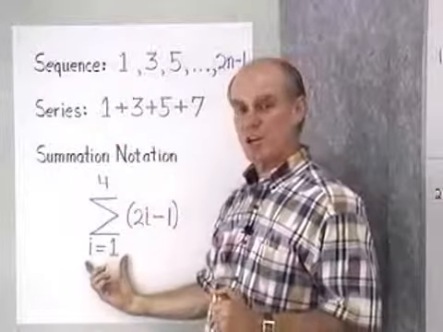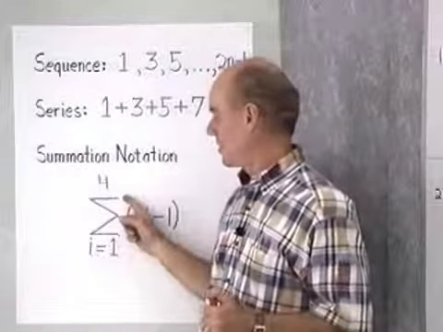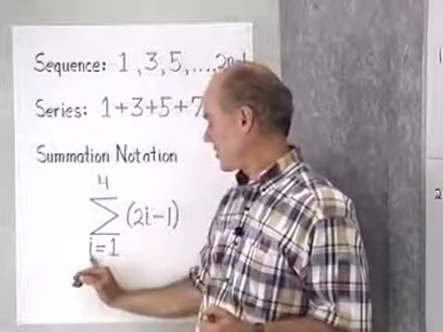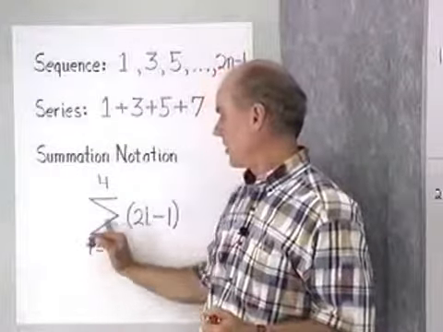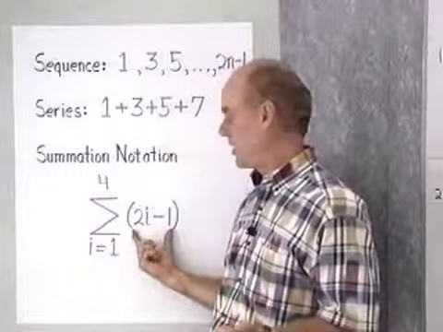I have this notation that stands for that. This is a capital sigma, the Greek letter sigma, in Greek it's the letter S for sum. And it starts at i equals 1 and goes up to 4, and you want to add all the terms that look like 2i minus 1.